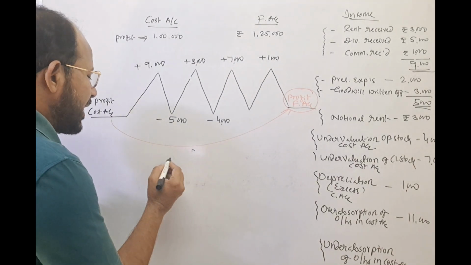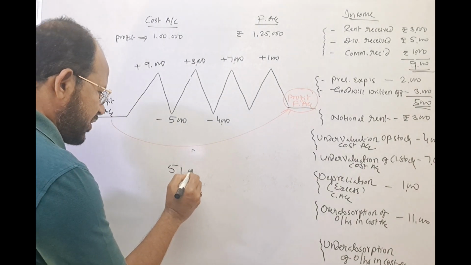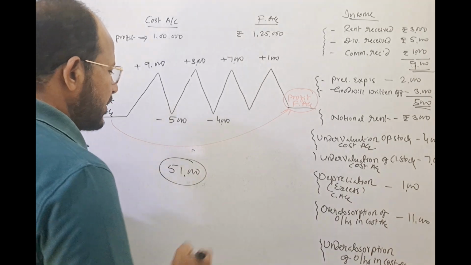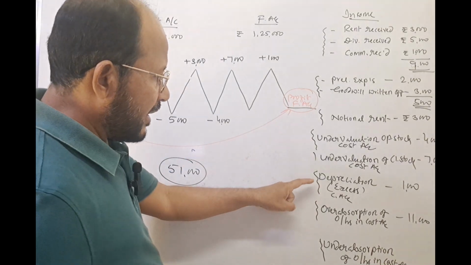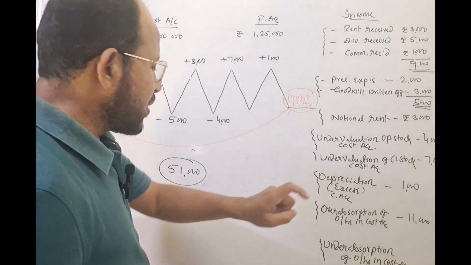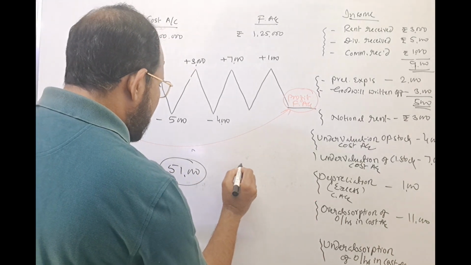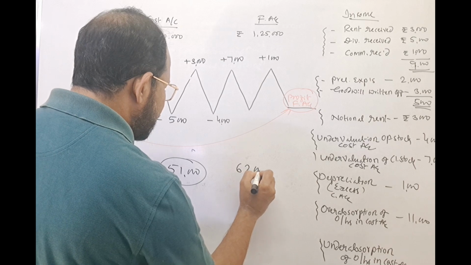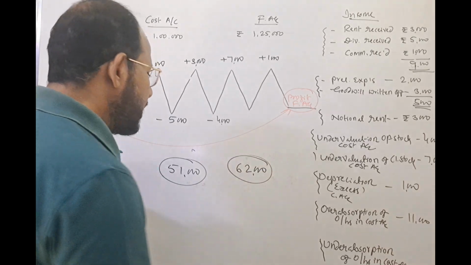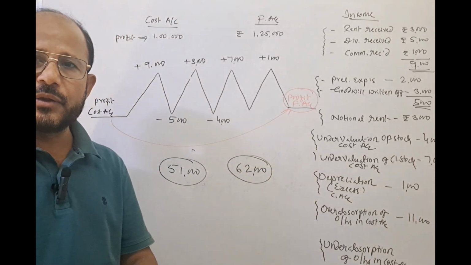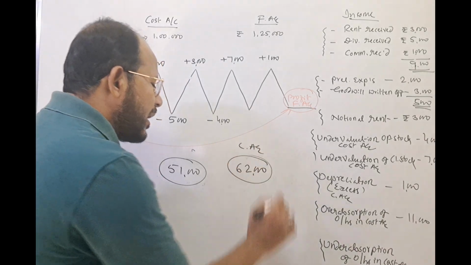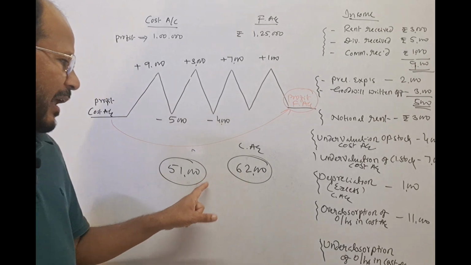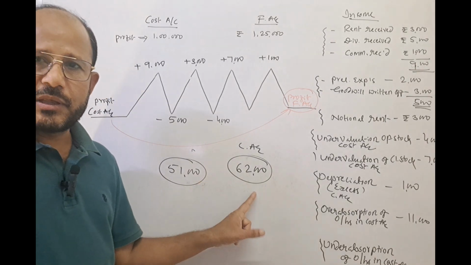ಇಲ್ಲಿ ನೋಡಿ, ಟೋಟಲ್ 51,000 ರೂಪಾಯಿ ಖರ್ಚಿದೆ ಅಂತ ಭಾವಿಸೋಣ. ಓಕೆ, 51,000 ರೂಪಾಯಿ. ಆದ್ರೆ ಇಲ್ಲಿ ನಮ್ಮ ಕಾಸ್ಟ್ ಅಕೌಂಟಿಂಗ್ ನಲ್ಲಿ ಎಷ್ಟು ತೋರಿಸಿದ್ದಾರೆ ಇವರು? 62,000 ರೂಪಾಯಿ ಅಂತ ತೋರಿಸಿದ್ದಾರೆ. ಈ ಕಾಸ್ಟ್ ಅಕೌಂಟಿಂಗ್ ನೀವು ಸ್ಟಡಿ ಮಾಡ್ತಾ ಇದ್ದೀರಾ, ಅದಕ್ಕಾಗಿ ಕಾಸ್ಟ್ ಅಕೌಂಟಿಂಗ್ ನಲ್ಲಿ ನಾನು 62,000 ರೂಪಾಯಿ ತಗೊಳ್ತಾ ಇದ್ದೀನಿ. ಯಾಕಂದ್ರೆ ಇಲ್ಲಿ 11,000 ರೂಪಾಯಿ ಹೆಚ್ಚಿಗೆ ತೋರಿಸಿದ್ದಾರೆ.